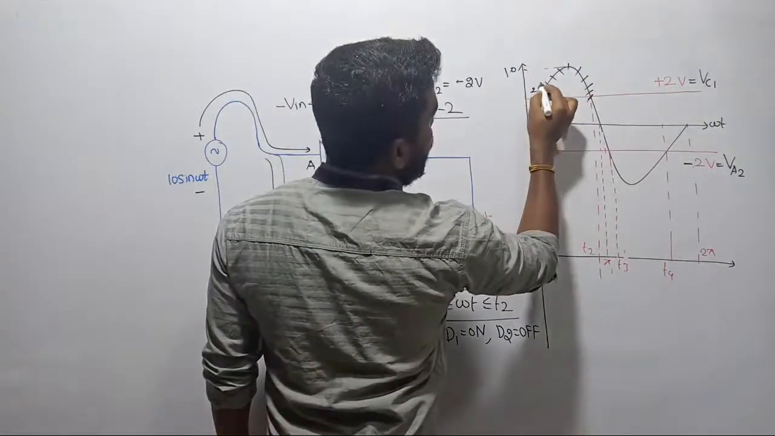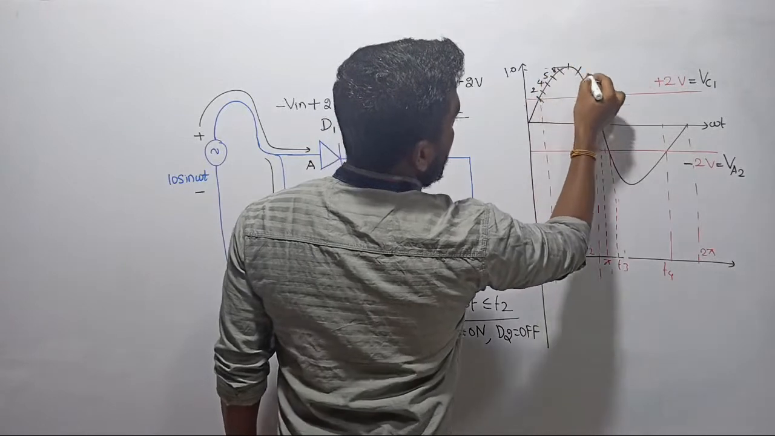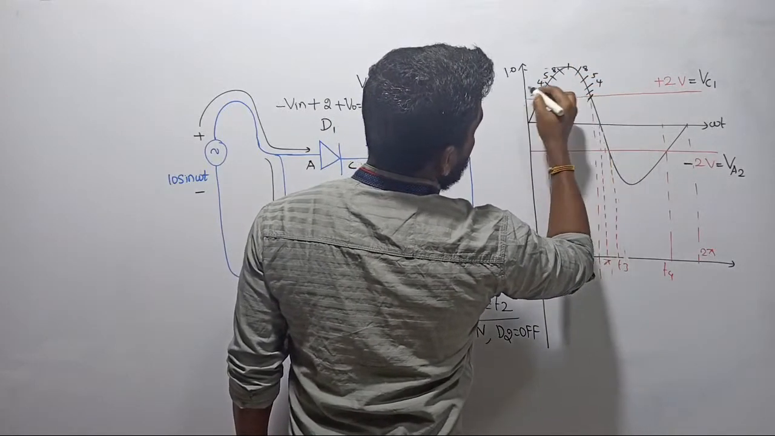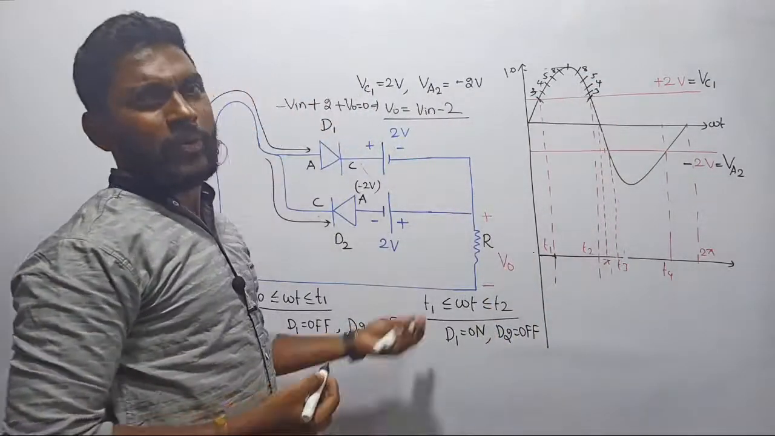So let us take some values: 2, 4, 5, 8, 10. Again 8, 5, 4. See, these are approximate values. Don't think that these are the standard values. I am not considering it like that. I am just approximately taking some values.